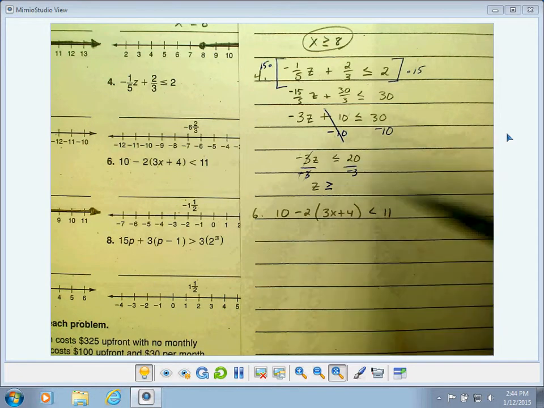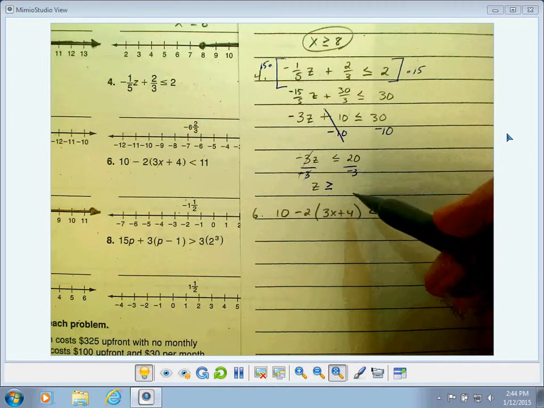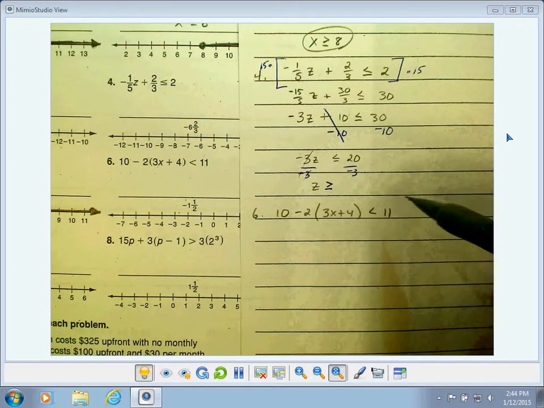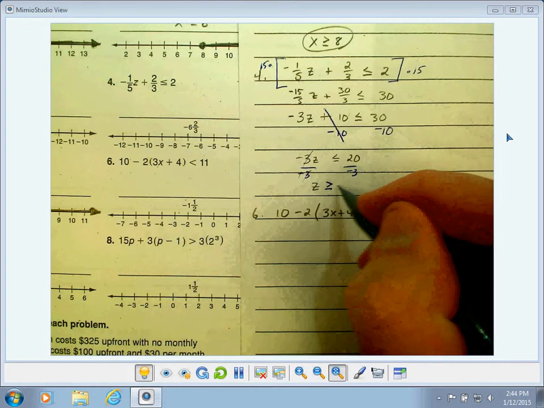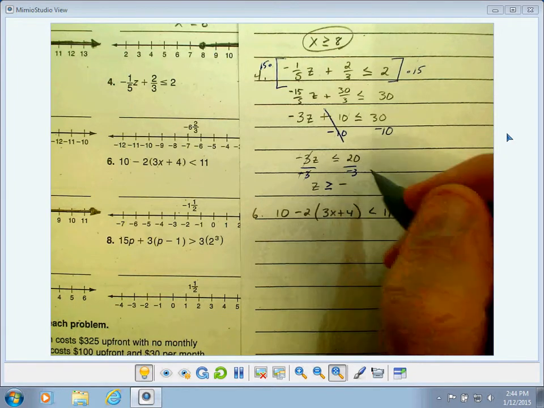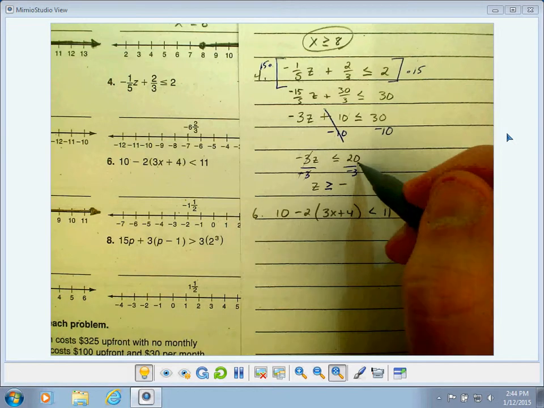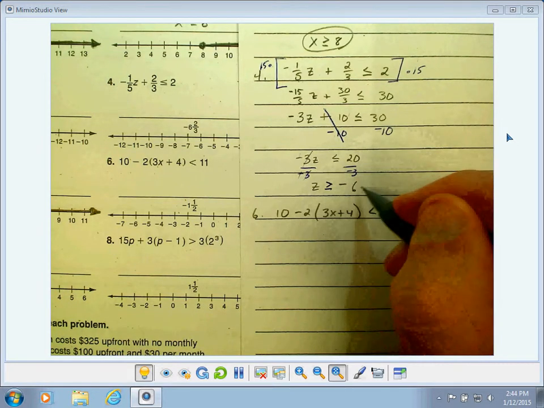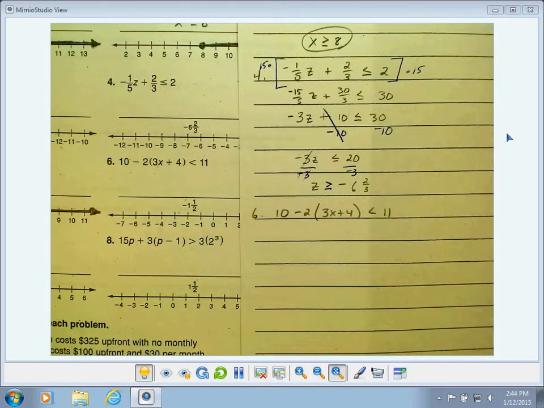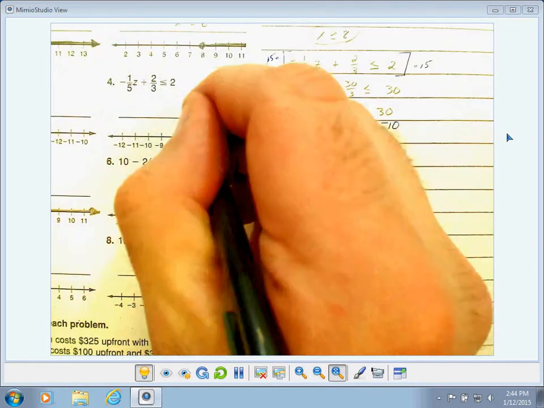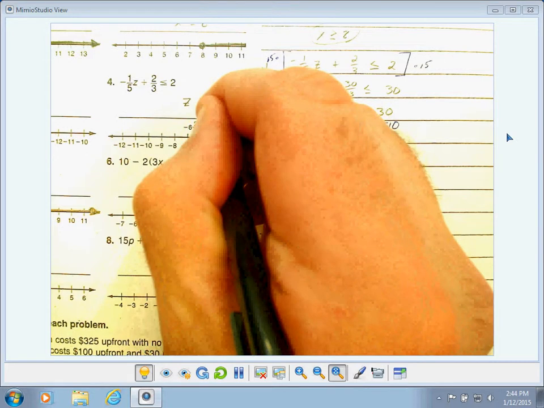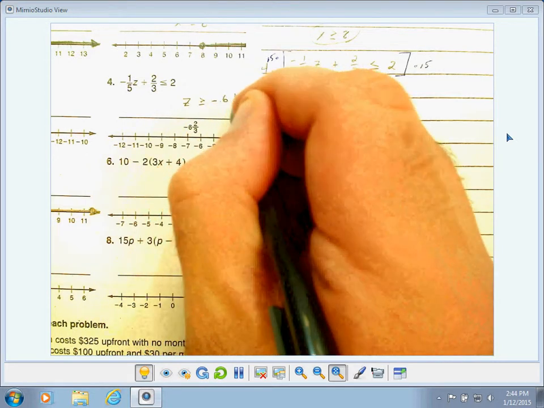And 20 divided by 3, okay, that can be kind of a pain. But if you want, you could either leave it like a fraction like that, or turn it into a mixed number or a decimal. But we know it's going to be negative because there's only one negative. And then 20 divided by 3, well, 3 goes into 20 6 times with 2 left over. So it's negative 6 2/3. So our final answer is z is greater than or equal to negative 6 2/3.